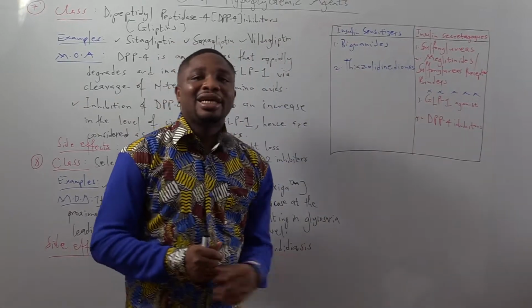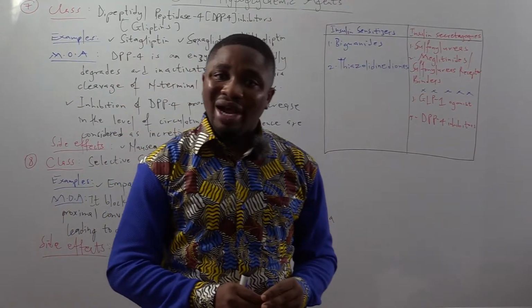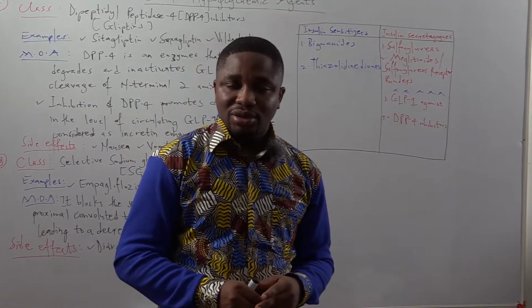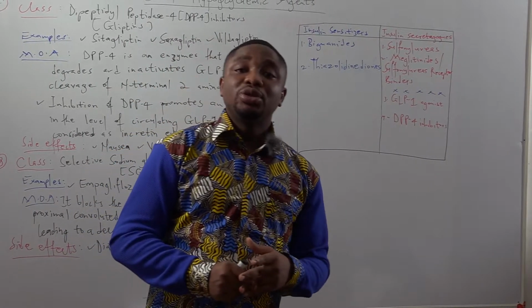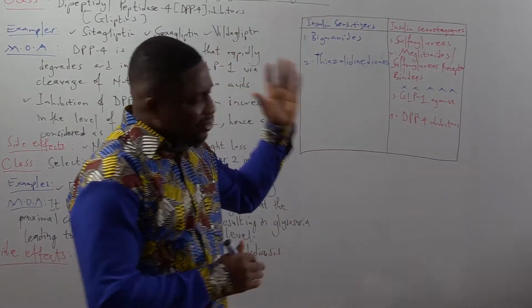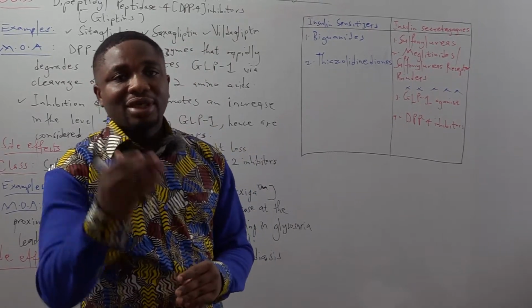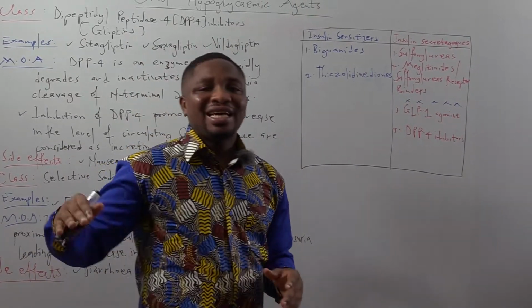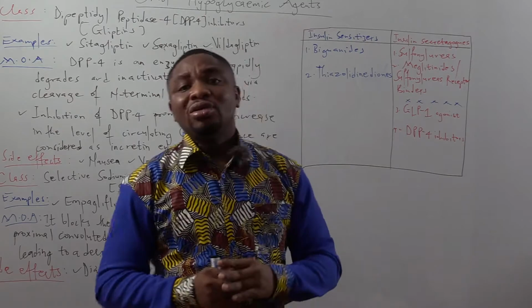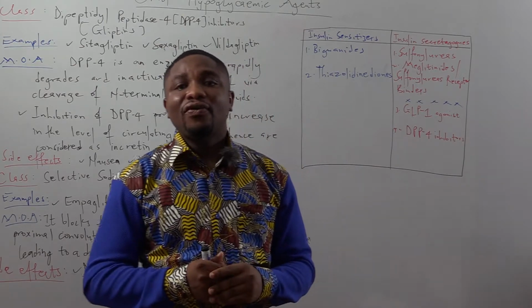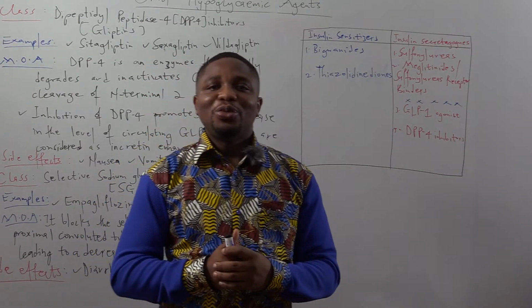For the insulin sensitizers, the biguanides are considered one of them, and also the thiazolidinediones, or what we call the glitazones. They are also known as what? The insulin sensitizers. Then for the insulin secretagogues, we are thinking of the sulfonylureas. We are also thinking of the sulfonylurea receptor binders, that's the meglitinides. And to a lesser extent, we can think of the glucagon-like peptide 1 agonists, as well as the dipeptidyl peptidase 4 inhibitors. I believe we've made a lot of good understanding in this session.